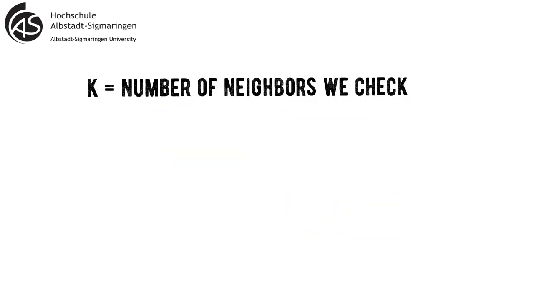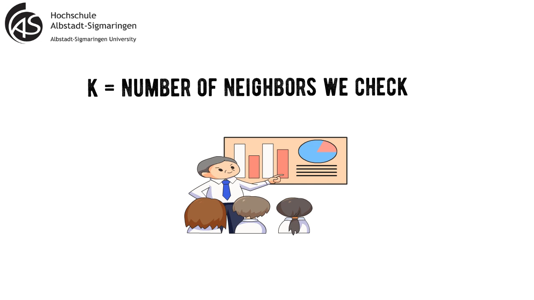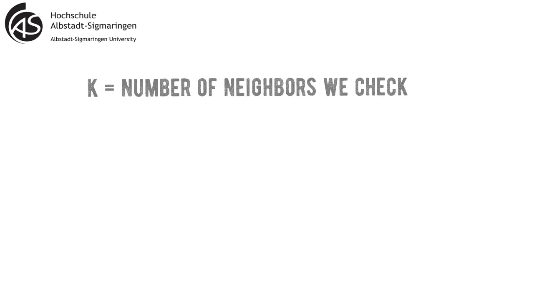But let's break down the name. What exactly does the K in KNN stand for? K is simply a placeholder for a number. It represents the exact number of closest neighbors the algorithm looks at before making its final decision. Let's play with this K number to see how it changes things.